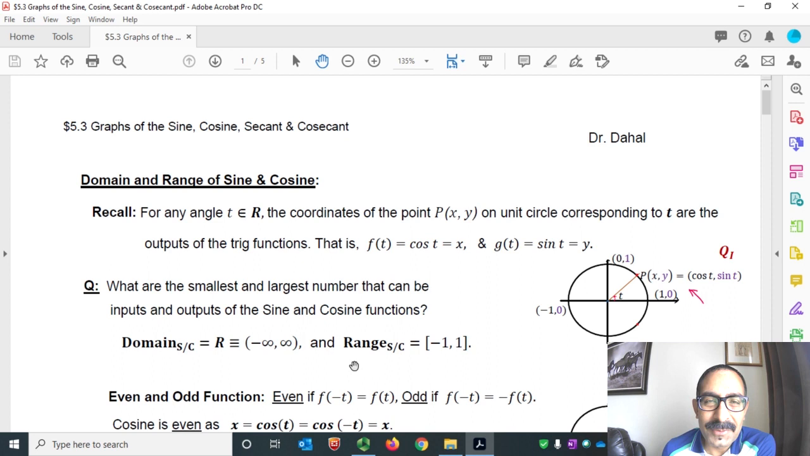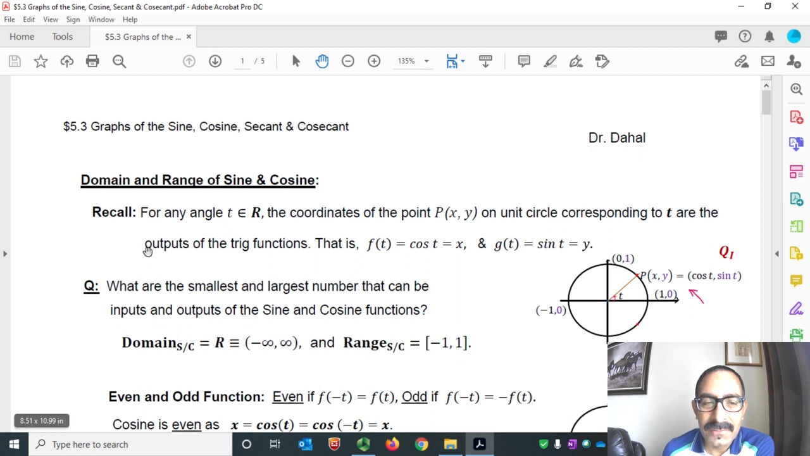In today's class I'm going to cover graphs of sine functions, cosine functions, secant functions and cosecant functions. So let me start the class right away. First let me talk about domain and range of sine and cosine functions.